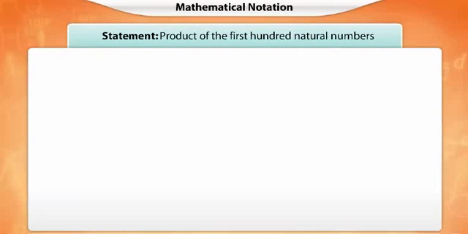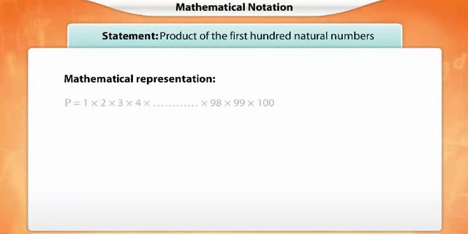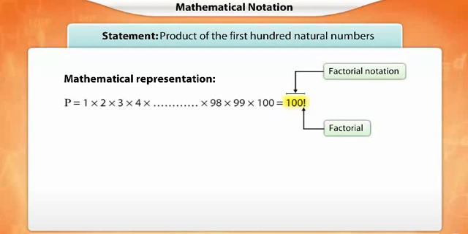Now consider that we have to find the product of the first 100 natural numbers. The statement can be mathematically represented as shown. However, there exists a compact way of representing this product as shown. The exclamation symbol used is referred to as factorial, and the notation is known as factorial notation. The value thus obtained is read as 100 factorial.